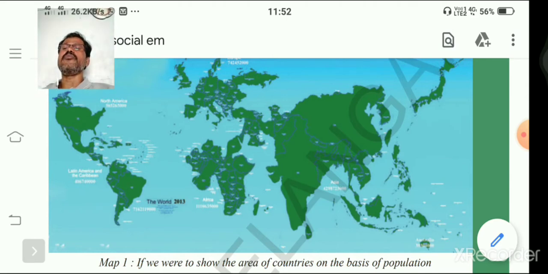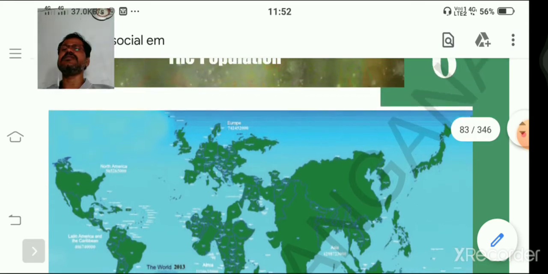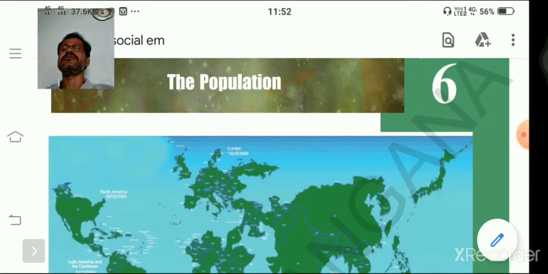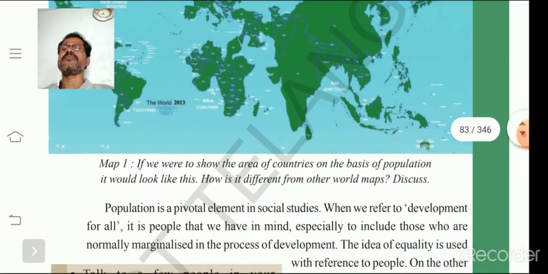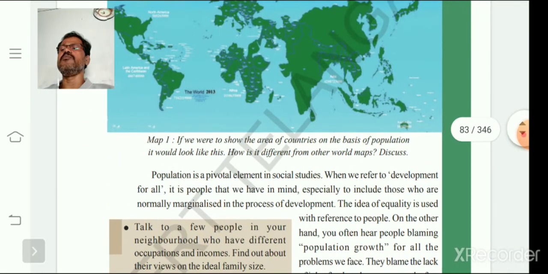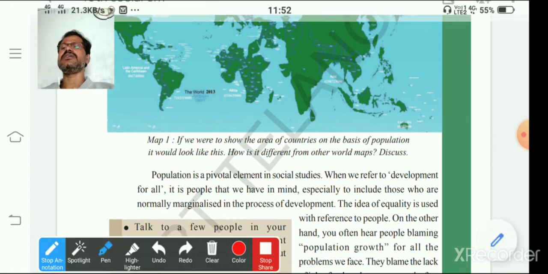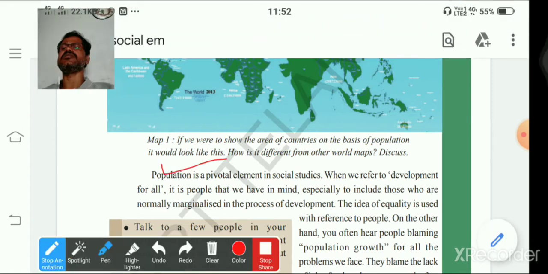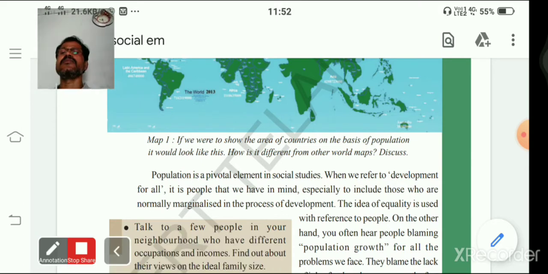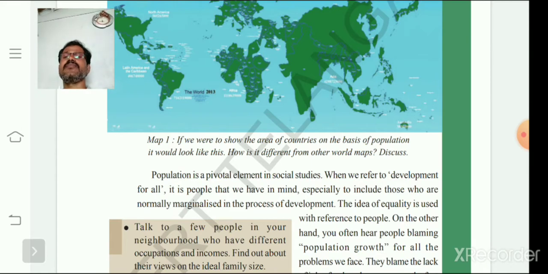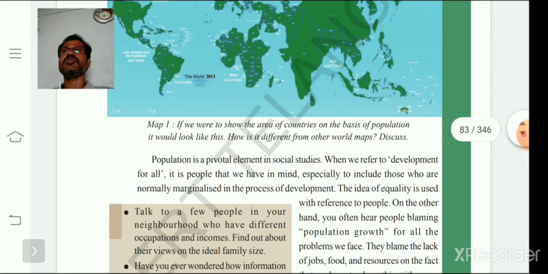Now the topic is very interesting. That is the population or the people. This is very important concept in our social studies. The population is very important concept, right? We want to know the development of the nations. We say that some nations are developed ones and some other nations are underdeveloped ones.